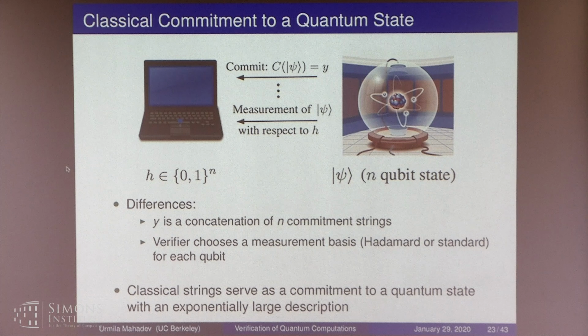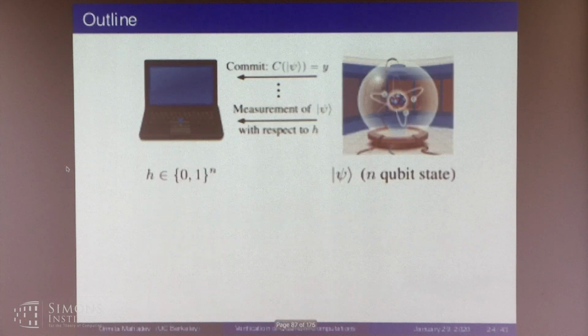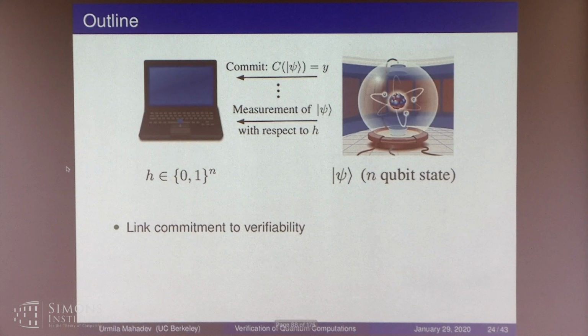Okay, so hopefully you understand that this commitment protocol is quite powerful, but just to wrap this up, I'll tie this commitment protocol to verifiability, and then I'll go back and I'll tell you how to build the commitment protocol using trapdoor claw-free function pairs.